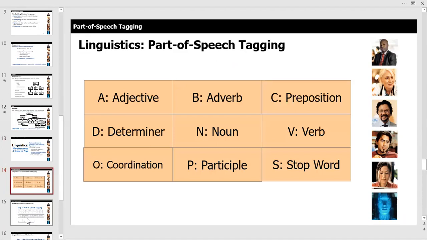The way it happens is that you go through texts. Let's say a giant Word document is, for the most part, an unstructured data document, and there's all kinds of words in there. The computer will then go through and read, or parse, the document and assign parts of speech tagging (adjectives, adverbs, prepositions, determiner, noun, verb, coordination, participle, stop word) to all the different components of all the sentences within the document.